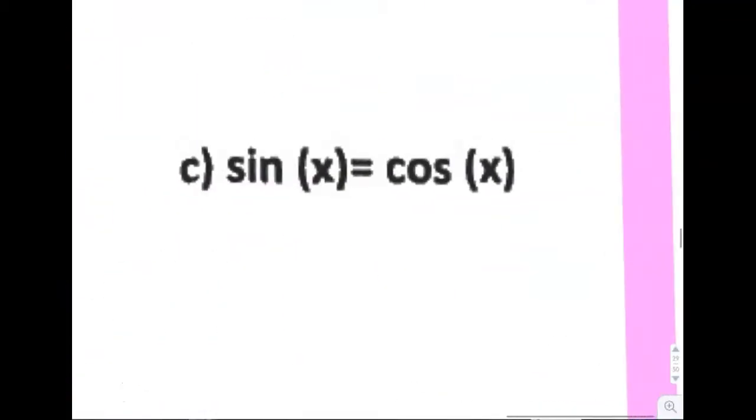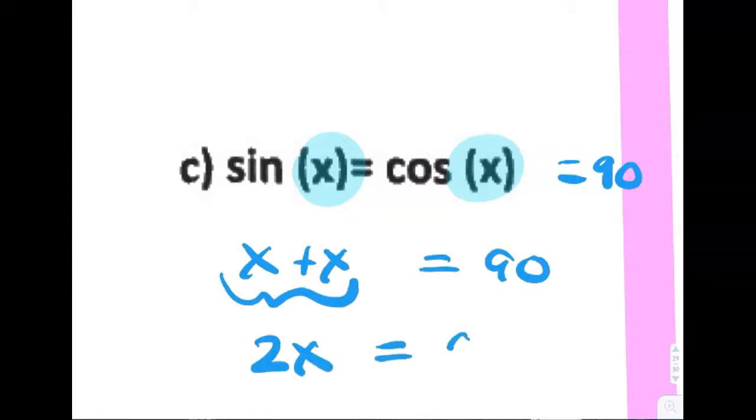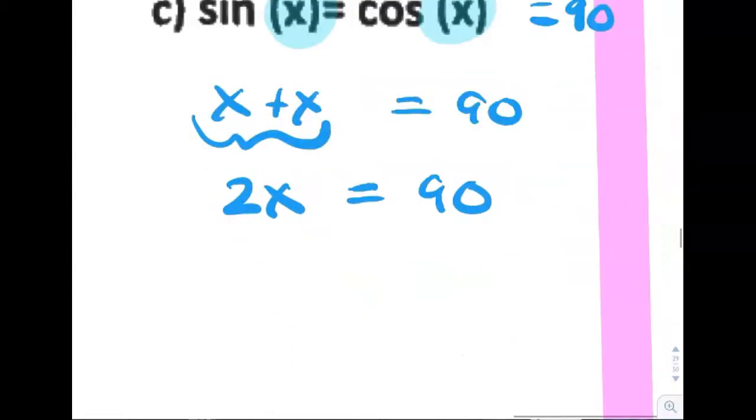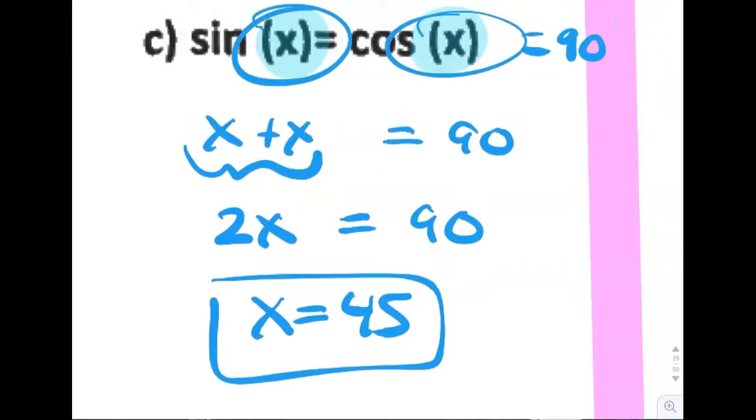How about this one? This plus this equals 90. X plus x equals 90. That's 2 x's equal 90. Divide by 2. And just as we said before, x is 45 if they're both going to be the same, right?